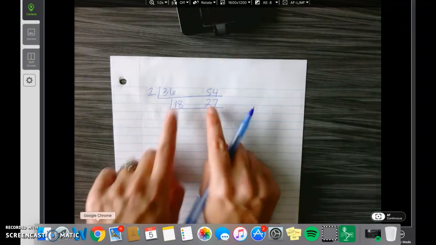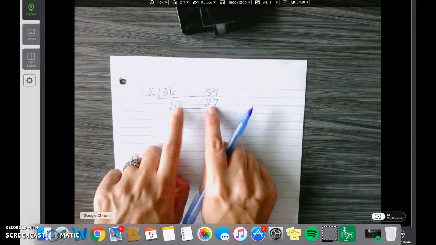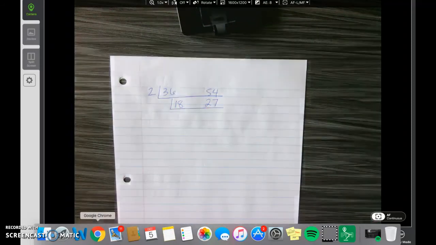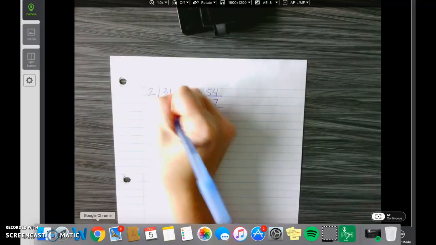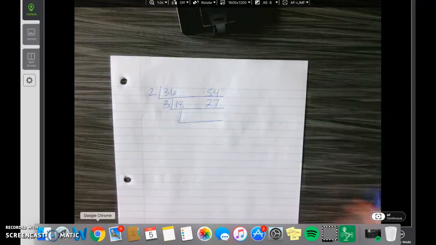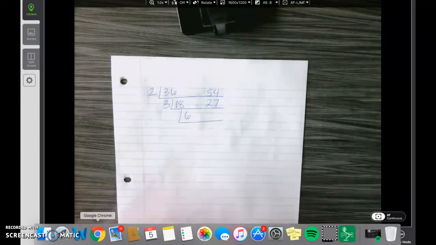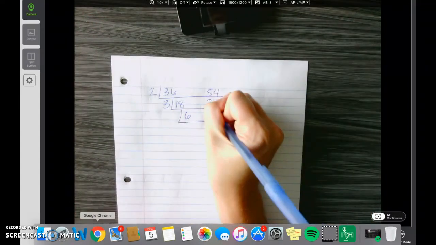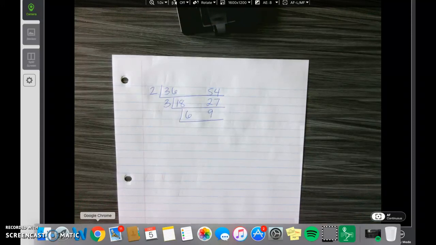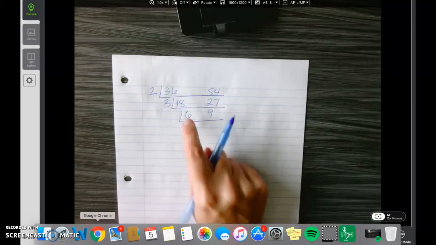So now I'm going to see if they have anything else in common. So 18 and 27, do those have any common factors? Well, yeah, they're both divisible by 3. So I'm going to pull out my 3. 18 divided by 3 is 6. 27 divided by 3 is 9. So now I have 6 and 9.